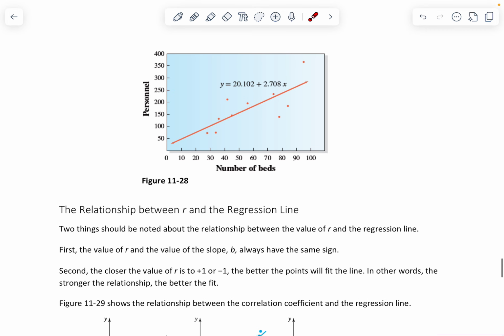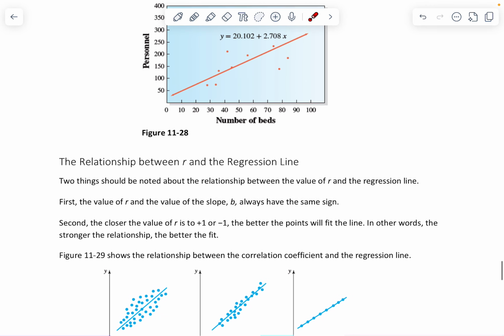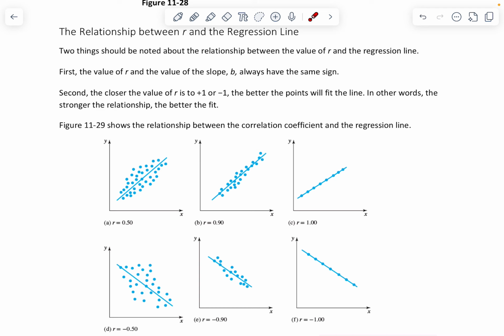Okay, let's talk a little bit about the relationship between the correlation coefficient and the regression line. Two things should be noted about the relationship between the value of r and the regression line. First, the value of r and the value of the slope b always have the same sign. If the slope is negative, r will be negative. If the slope is positive, r will be positive. Second, the closer the value of r is to +1 or -1, the better the points will fit the line. In other words, the stronger the relationship, the better the fit.